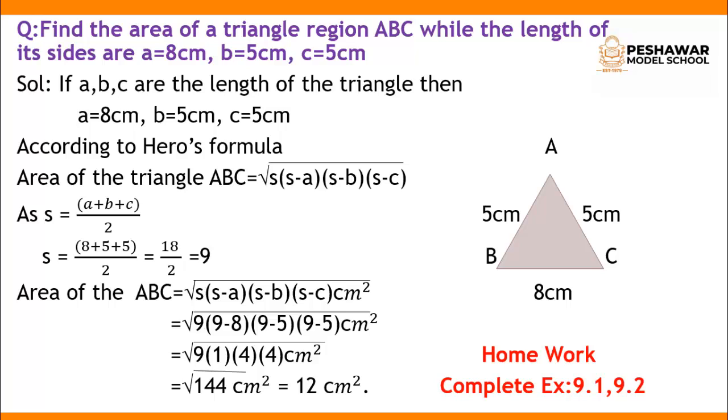It's very simple. Whenever we have to find the area of a triangle, we use Hero's formula. In Hero's formula, we apply the square root of s(s minus a)(s minus b)(s minus c), and s is equal to (a plus b plus c) divided by 2. My dear student, in this exercise you have to complete 9.1 and 9.2 according to the Pythagoras theorem and Hero's formula.